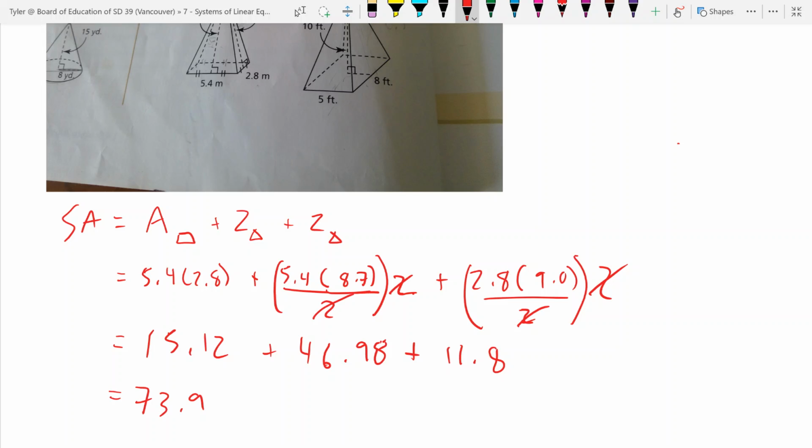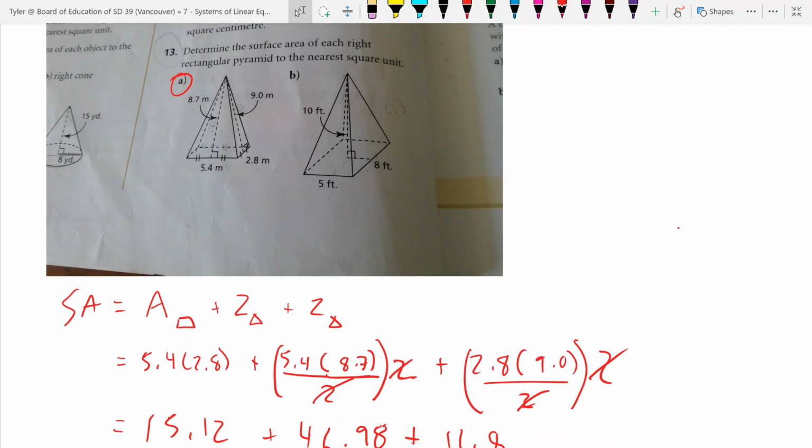Yeah, that was my final answer. So again, just to recap the process, we had 3 different shapes. The base, the rectangle on the bottom, that was this. Then we did the front triangle, the one that was 8.7, and we multiplied it by 2 because there's a front and a back.